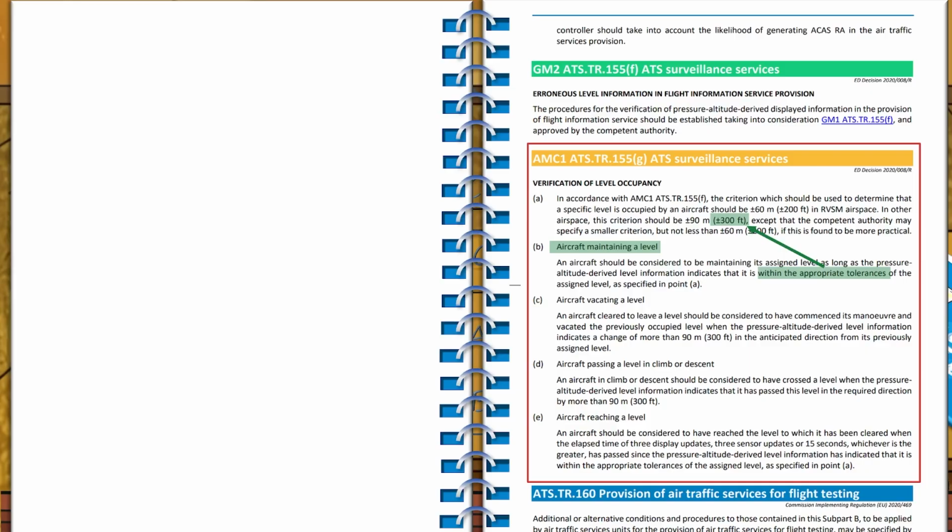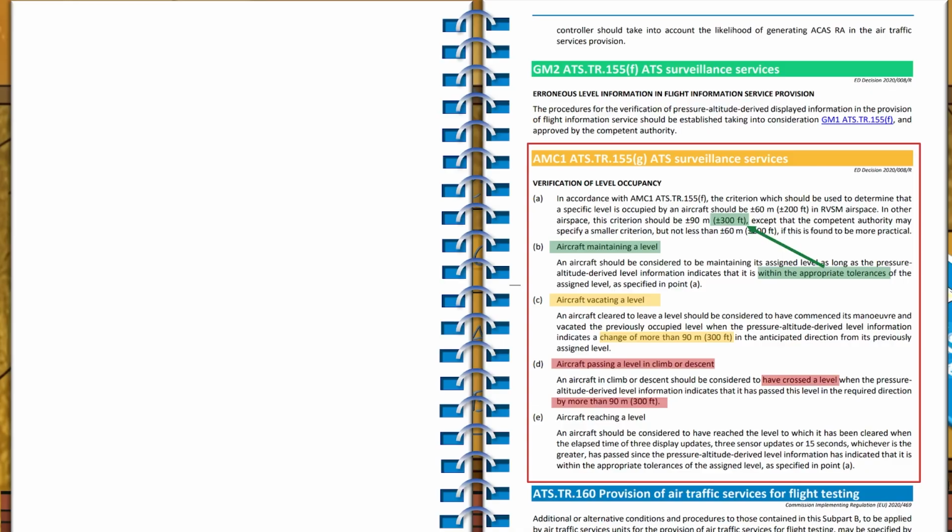B. Aircraft vacating a level. An aircraft cleared to vacate a level should be considered to have commenced its maneuver and vacated the previously occupied level when the pressure altitude level information indicates a change of more than 300 feet in the anticipated direction from its previously assigned level. D. An aircraft passing a level in climb or descent. An aircraft in climb or descent should be considered to have crossed the level when the pressure altitude information indicates that it has passed the level in the required direction by more than 300 feet.